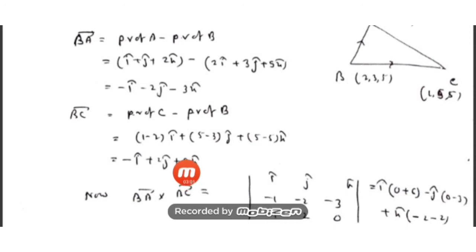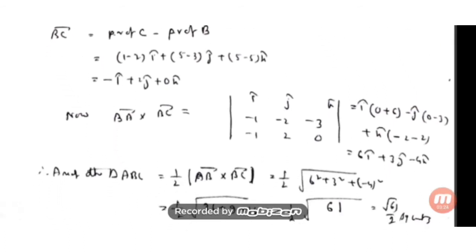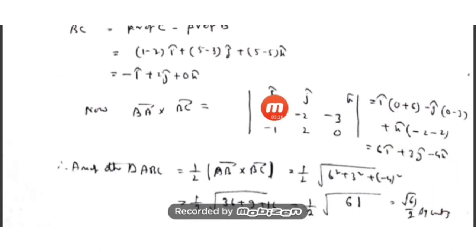Now, as I know, the formula for the area is half of the modulus of the cross product of these two vectors, BA cross BC. So let us find the cross product of BA cross BC in component form. Write down i cap, j cap, k cap, then the components of BA, that is minus 1, minus 2, minus 3, and the components of BC, that is minus 1, 2 and 0. Then expand. On expansion, we got i cap times 0 minus minus 6, that is plus 6 i cap.